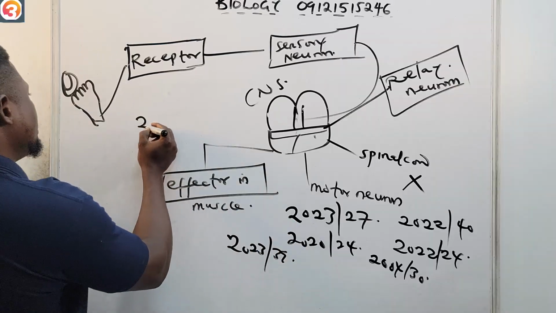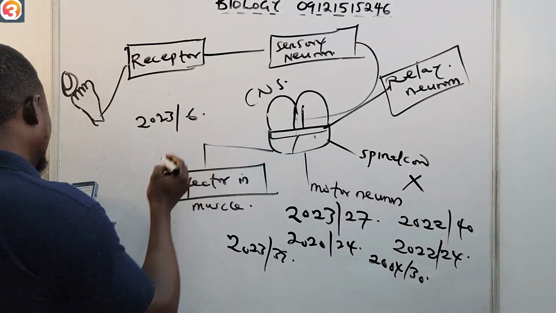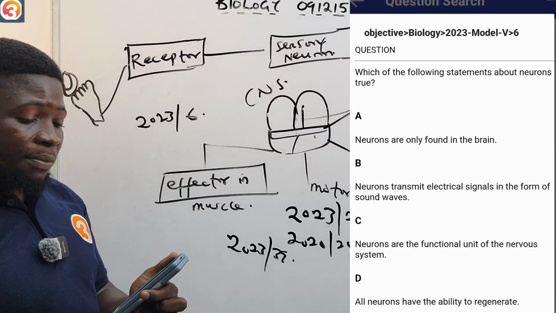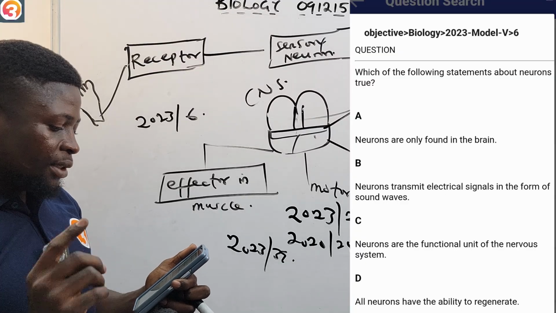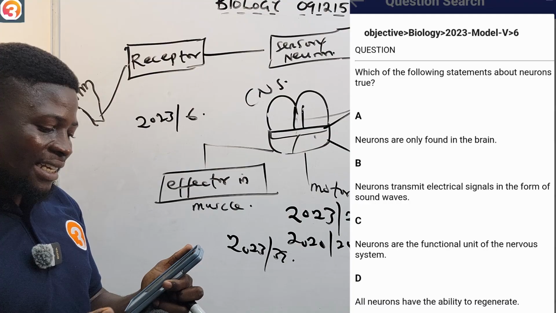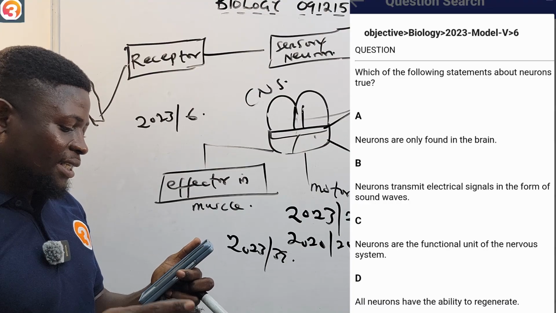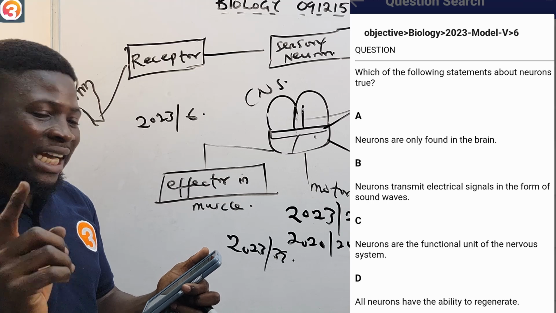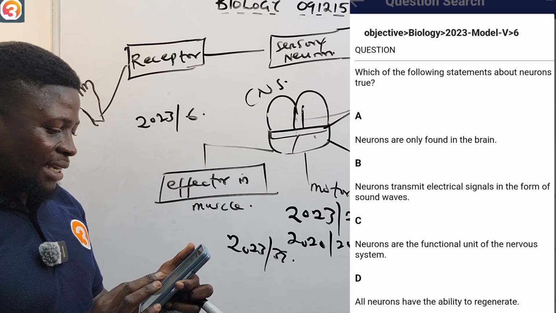Now 2023, number 6. They say which of the following statements about neurons is true? Okay, A says neurons are only found in the brain. B says neurons transmit electrical signals in the form of sound waves. C says neurons are the fundamental unit of the nervous system. D says all neurons have the ability to regenerate. Tell me the answer in the comment section.